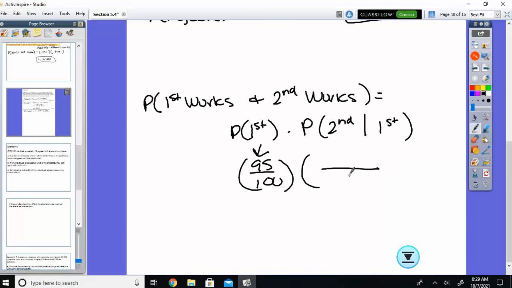Since I've already taken out that first one, my denominator is now only 99. If you were just doing independent, it would have still been 95 out of 100. But because we already took out a good part, now there's only 94 good parts out of 99. So it's saying, given that we already took one out, we can make the same adjustment. Yes. Other questions?